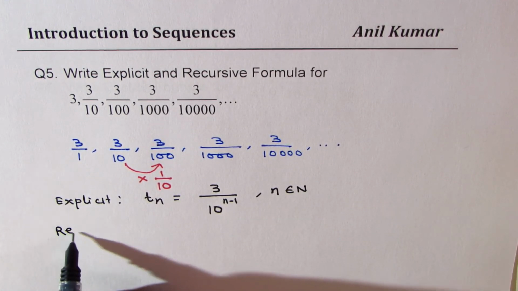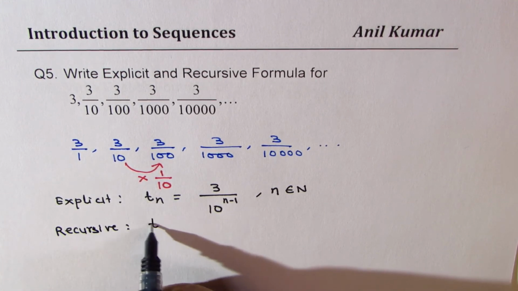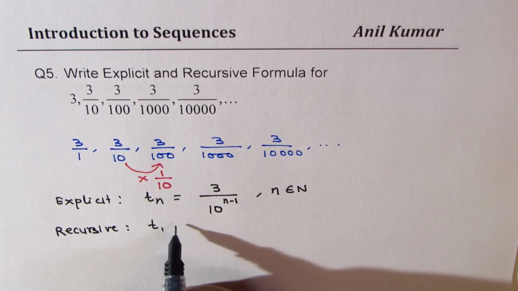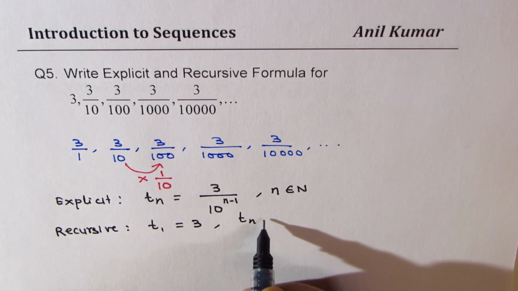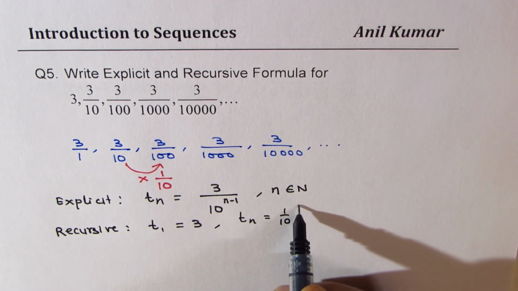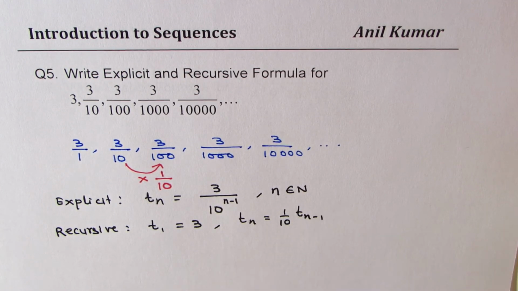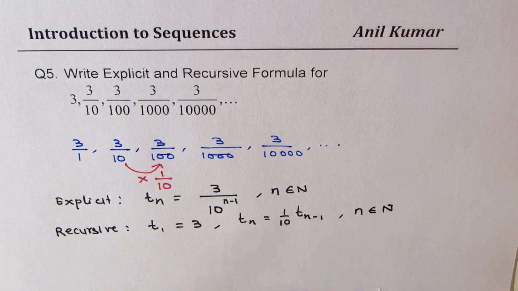And the recursive formula will be, we have to write the first term, which is for us 3, and nth term will be, you have to multiply 1 by 10 of Tn minus 1, correct? So that is how you get your recursive formula for the given case.